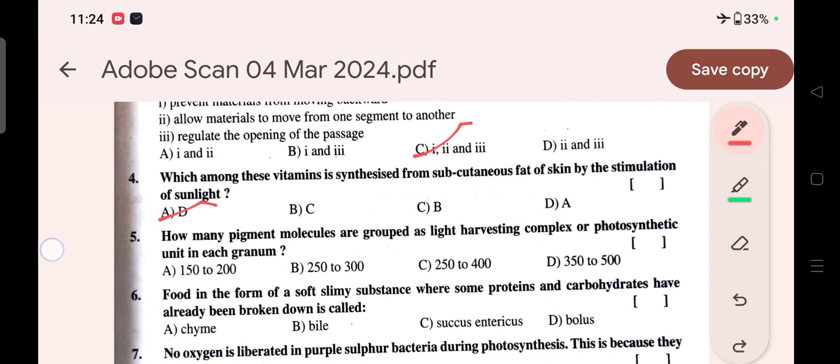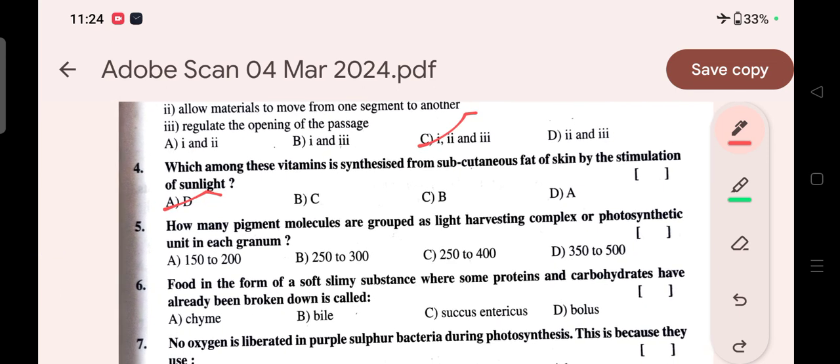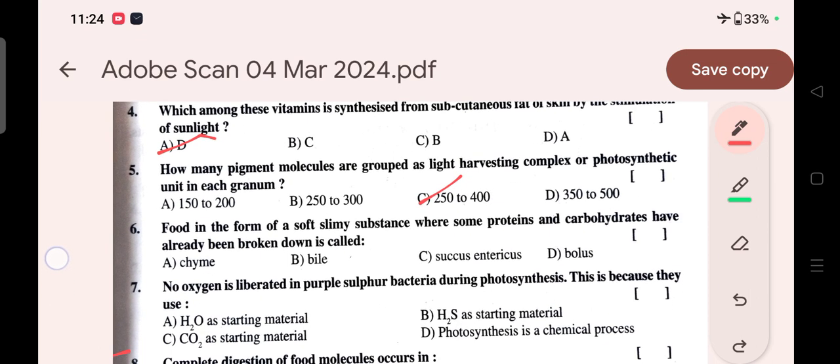How many pigment molecules are grouped as a light harvesting complex or photosynthetic unit in each granum? 250 to 400. Option C is the correct answer.